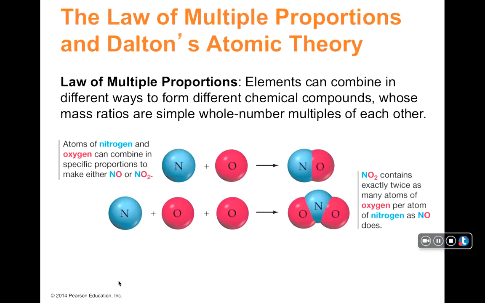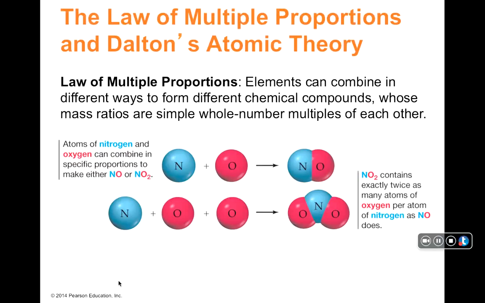Here's just a picture showing how they combine together. Somebody asked me the difference between the law of definite proportions and the law of multiple proportions. The law of definite proportions tells us how individual molecules form. So the first one, there's one nitrogen atom and one oxygen atom. So nitric oxide always combines in that way. Nitrous oxide always combines with one nitrogen atom and two oxygen atoms. That's the law of definite proportions.